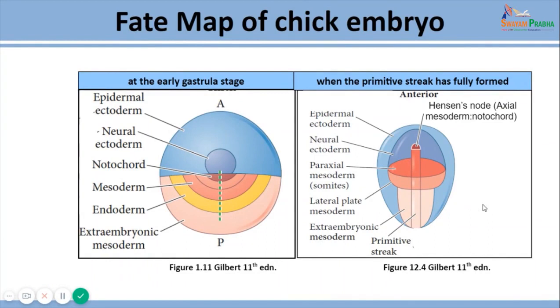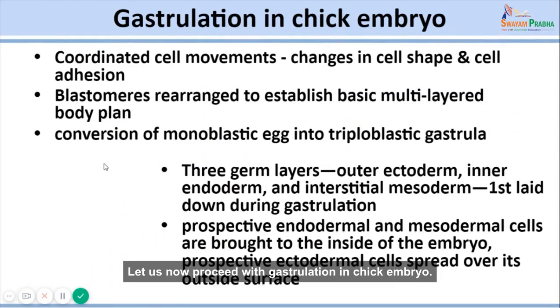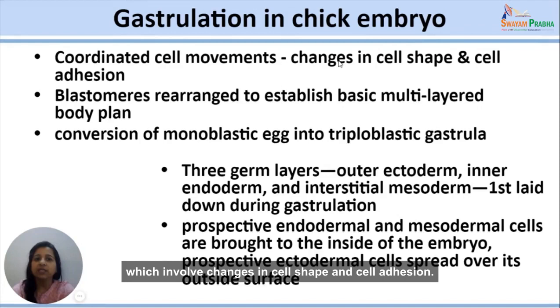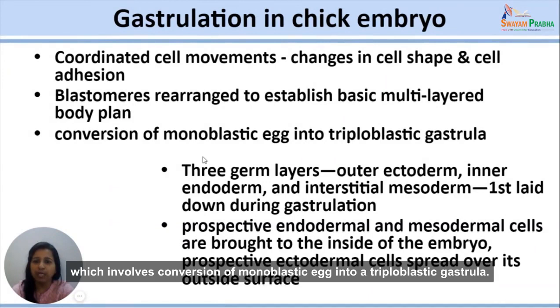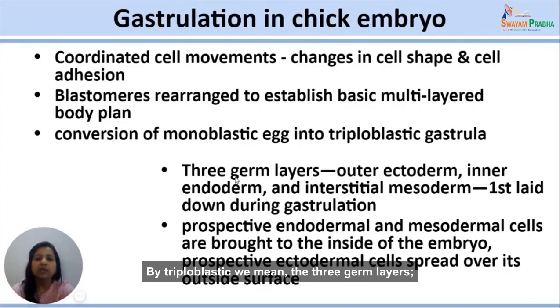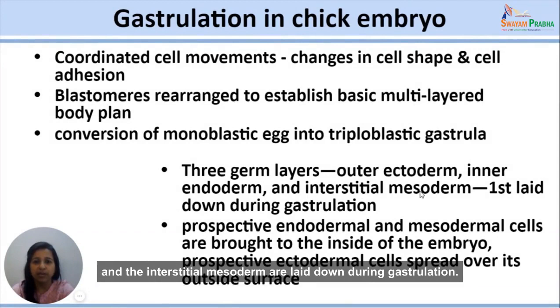Let us now proceed with gastrulation in chick embryo. Gastrulation involves a set of coordinated cell movements which involve changes in cell shape and cell adhesion. This we discussed in the previous lecture of general gastrulation also. During gastrulation, the blastomeres are rearranged to establish a basic multilayered body plan, which involves conversion of monoblastic egg into a triploblastic gastrula. By triploblastic, we mean the three germ layers, the outer ectoderm, inner endoderm, and the intermediate mesoderm are laid down during gastrulation.